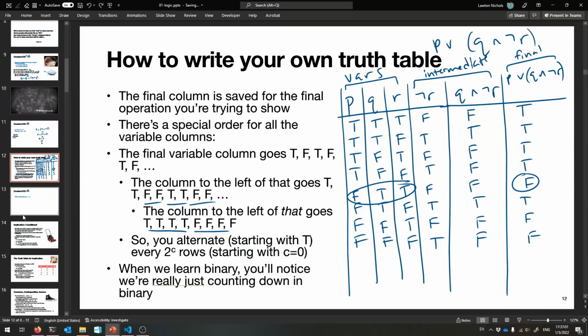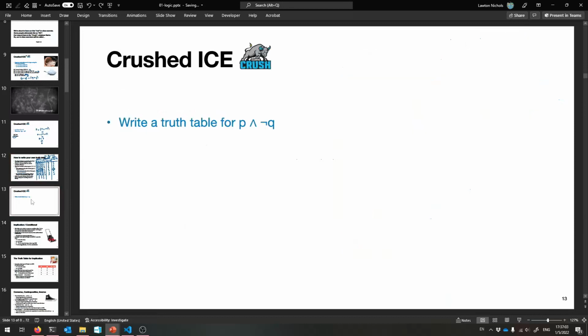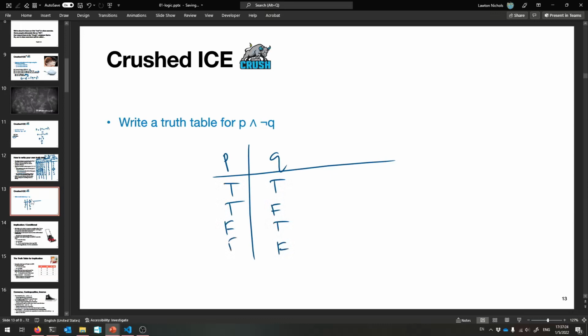Okay? So that's that. Now that I've shown you how to do this, you try. Write a truth table for P and not Q. Show me all the possibilities. Okay? So pause the video, get started, and then I'll show you my answer. So we need values for P and Q. What are their possibilities? So true, false, true, false, true, true, false, false.